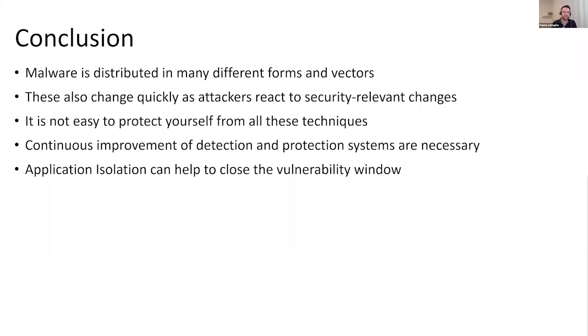We have seen the example with the Microsoft Office vulnerability. And I know it's not always easy to protect yourself from all those techniques because they are quite diverse. So continuous improvement of your detection and protection system is really, really necessary. And keep in mind that there are complementary systems like application isolation or other stuff as well, which can help you close the security gap.